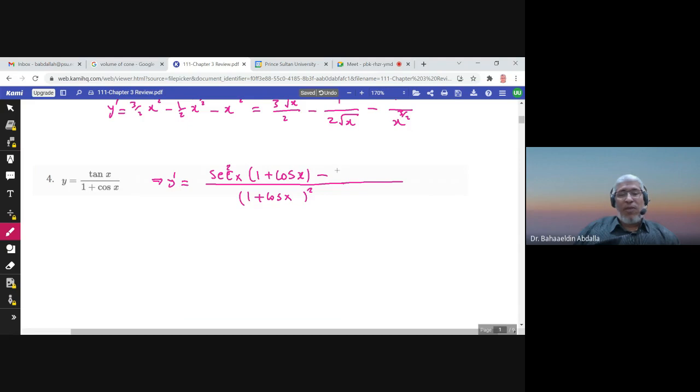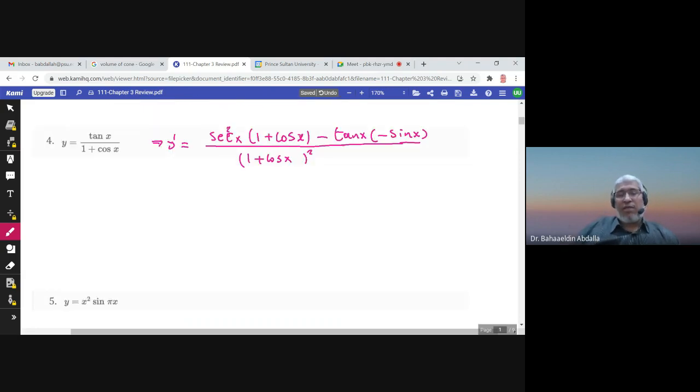Minus tan x, the numerator, times the derivative of the denominator. Derivative of 1 is 0. Derivative of cosine is negative sine x. So that is the answer. Okay, it's okay to simplify.